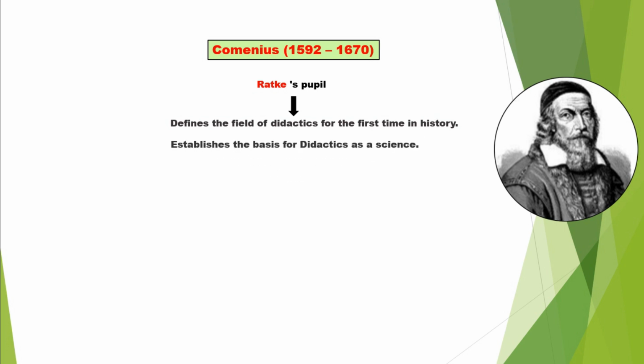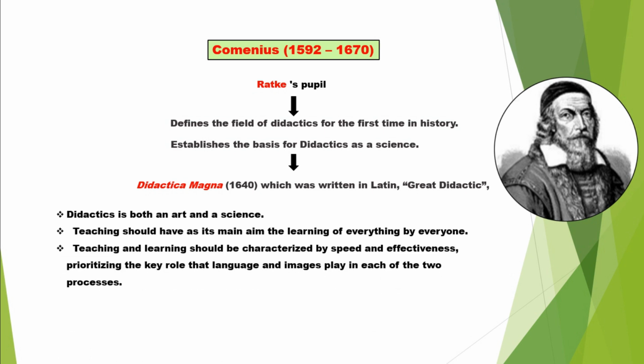Comenius' Didactica Magna, 1640, which was written in Latin, a great didactic, sets a series of classical principles for the discipline, amongst which we may count: didactics is both an art and a science. Teaching should have as its main aim the learning of everything by everyone. Teaching and learning should be characterized by speed and effectiveness, prioritizing the key role that language and images play in each of the two processes.